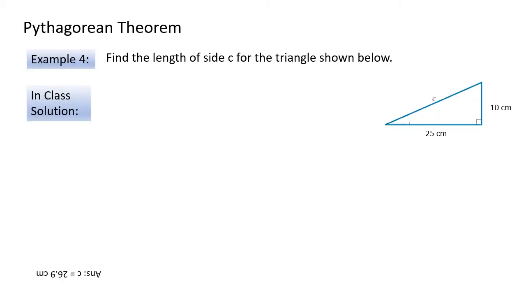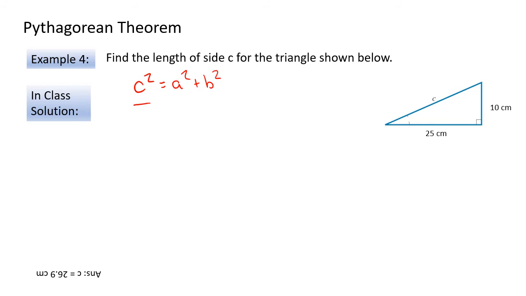So let's look at an example using this formula. Find the length of side C for the triangle shown below. In this case, we're given the two short sides, and the side that's on an angle, the long side, is always known as the hypotenuse C. So we start with our formula, C squared equals A squared plus B squared. The side C squared is always the hypotenuse.